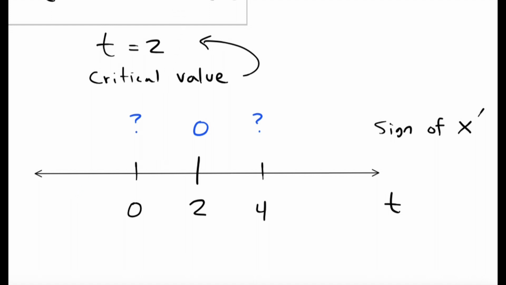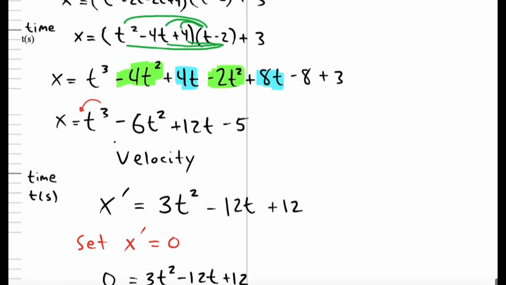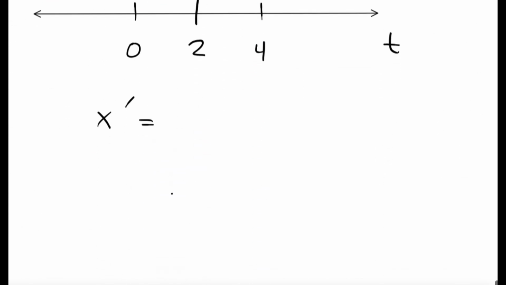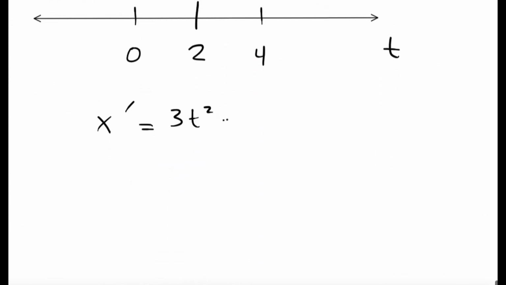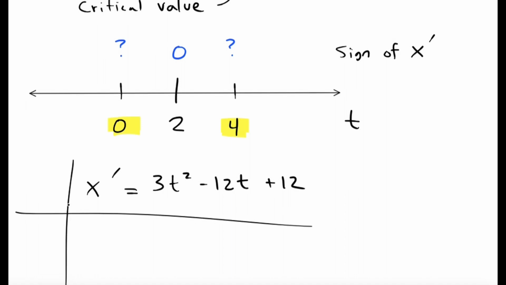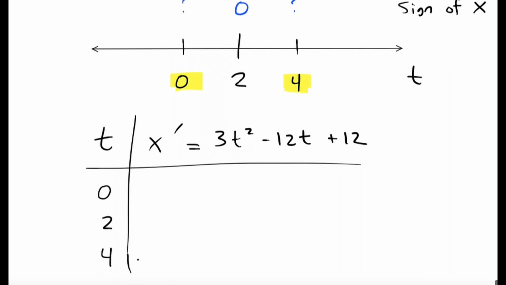So I could go back to the derivative formula. The derivative formula was 3t squared minus 12t plus 12. And I can plug in these various values of t into that derivative formula and see what the sign comes out to be. So I'll come up with a chart here of 0, 2, and 4 being the inputs that I want to test.